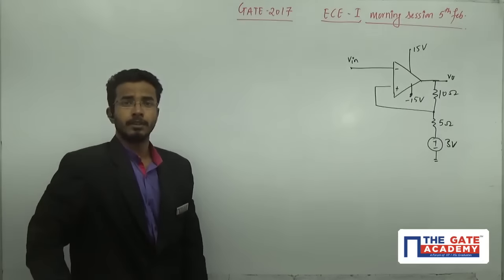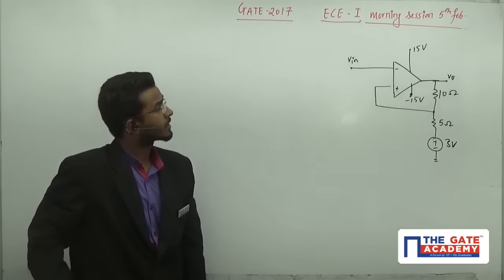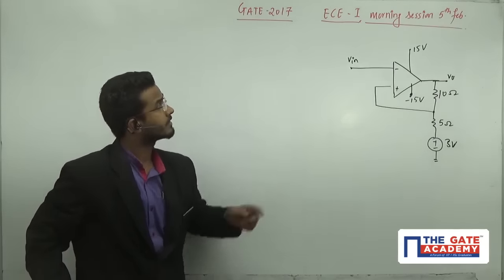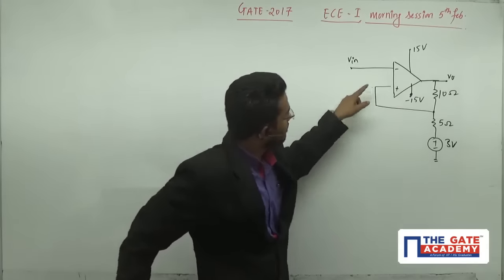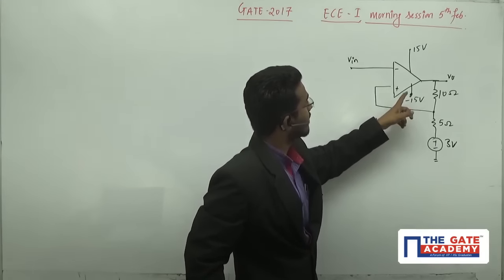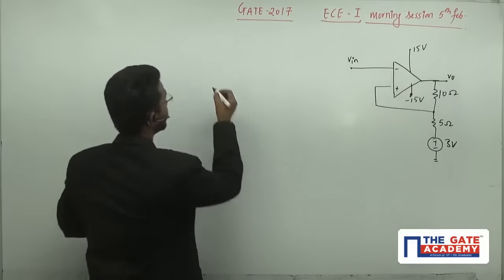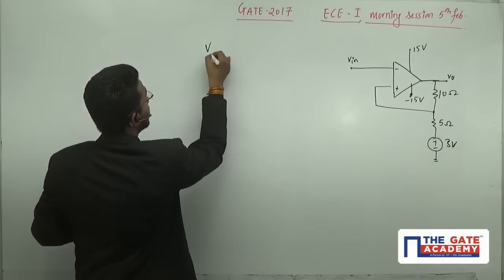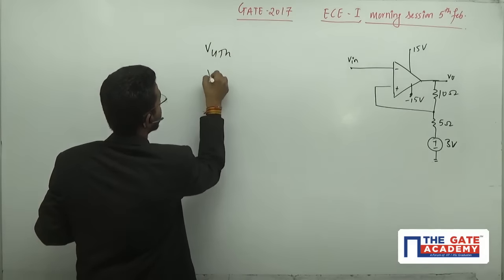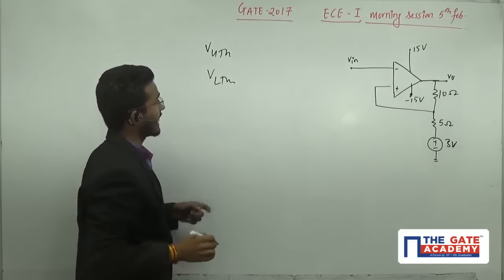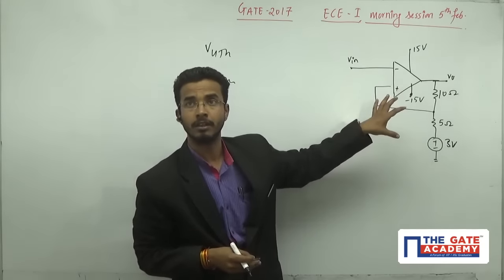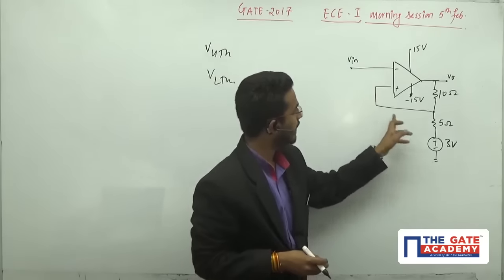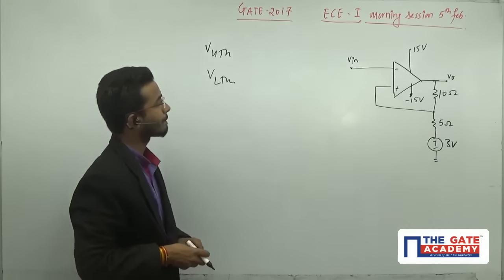Dear student, this is a question from the analog electronics section of the morning session of ECE 2017. Here, positive feedback is present, and they have asked for the value of the upper threshold voltage and the lower threshold voltage. That means this is basically a question on the Schmitt trigger, and in the Schmitt trigger we use positive feedback.